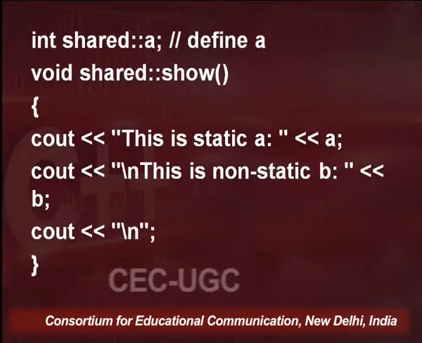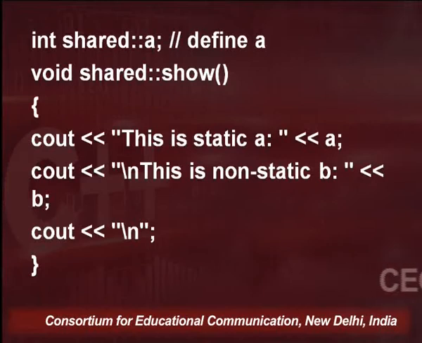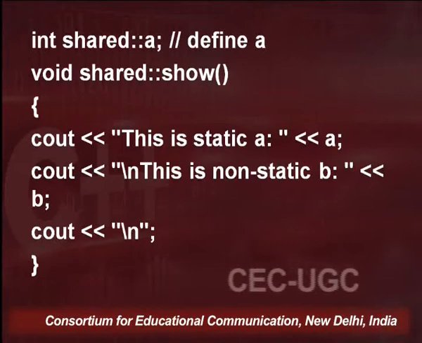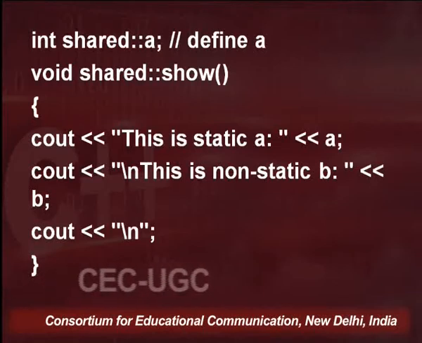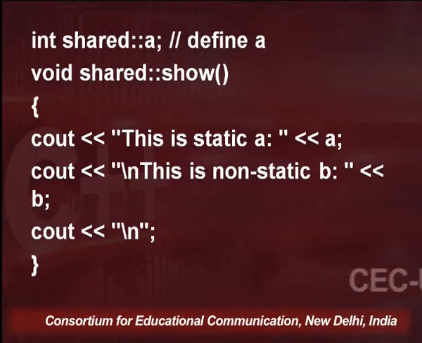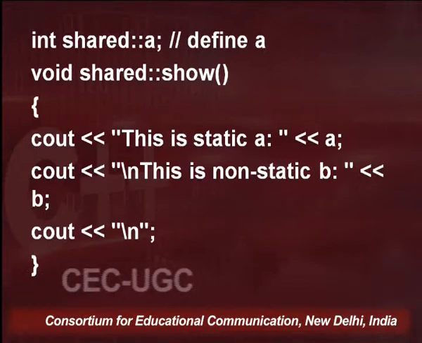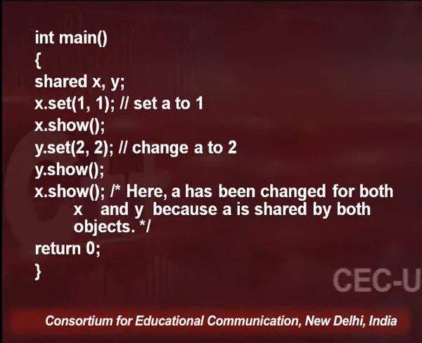One is the value of a with the statement, this is static a, and the value of b with the statement, this is non-static b, and then there is a simple cout statement. So show has the responsibility of showing the value of a and b along with showing whether these are static or non-static. Now coming to the main definition.